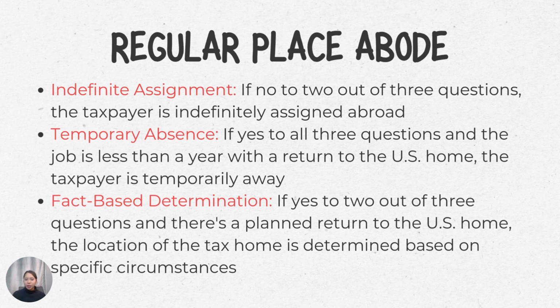home, then the taxpayer is only temporarily away, and it's called a temporary absence. And if the taxpayer only said yes to 2 out of the 3 questions, and there's a planned return to the U.S. home, the location of the tax home is determined based on specific circumstances.